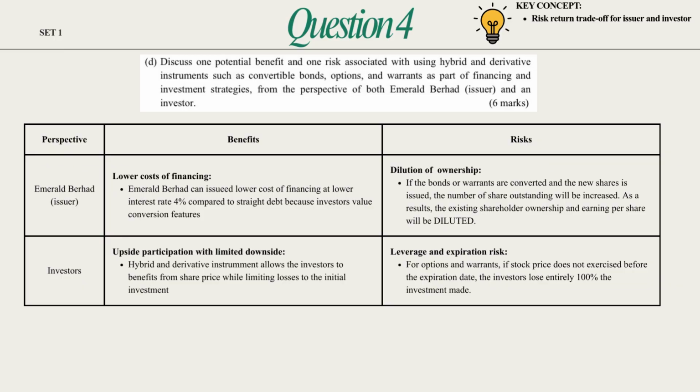From the investor perspective, the benefit they get is upside participation with limited downside. Hybrid and derivative instruments allow the investor to benefit from the share price while limiting losses to the initial investment. The risk that they will face is leverage and expiration risk. For options and warrants, if the stock price does not exceed the exercise price before the expiration date, the investor will lose 100% of the investment made.